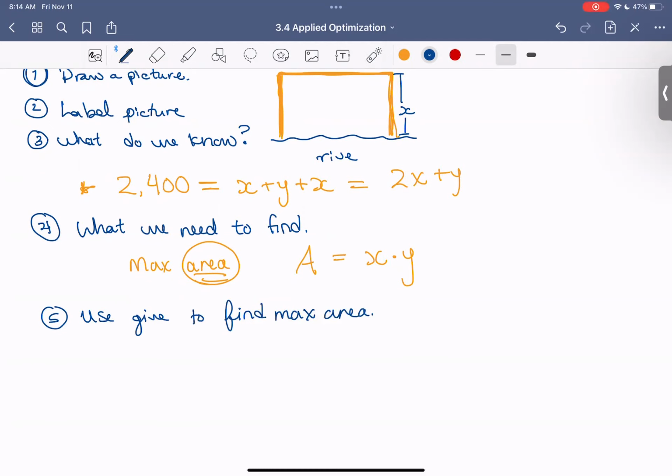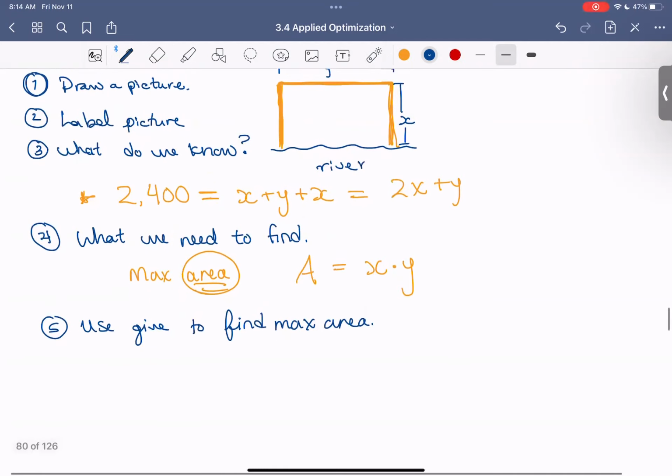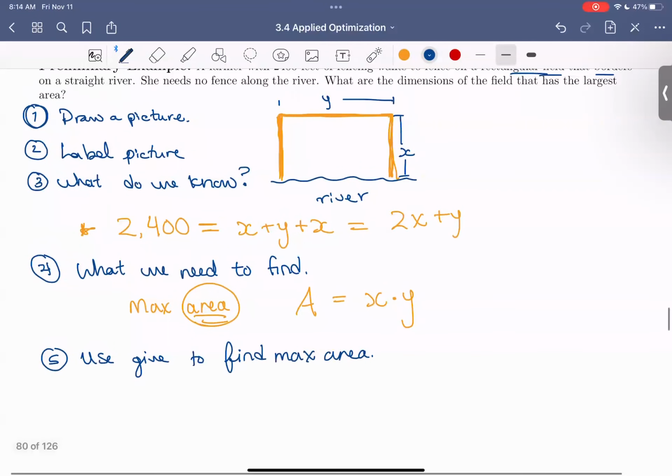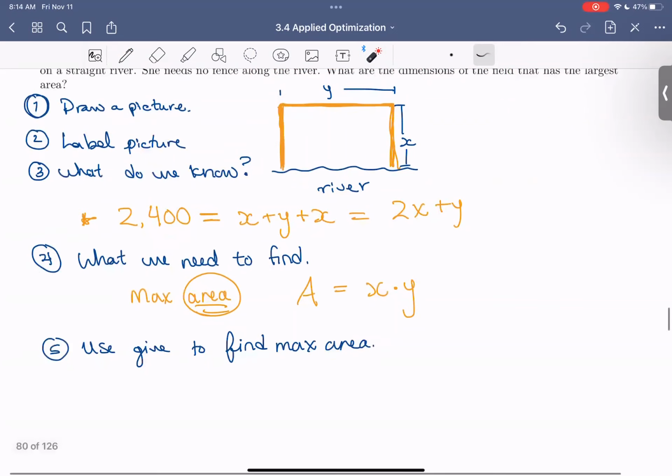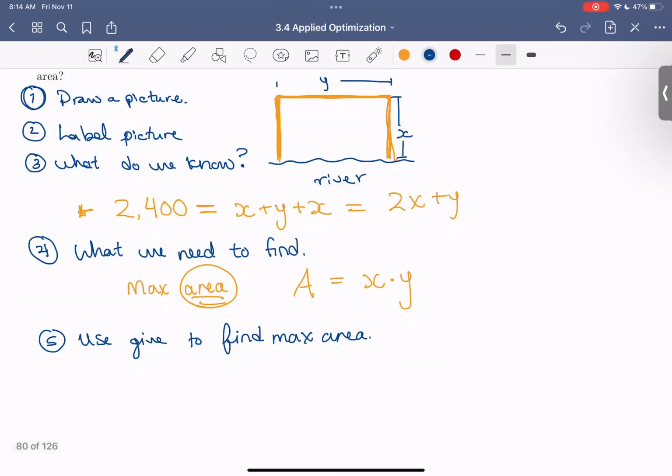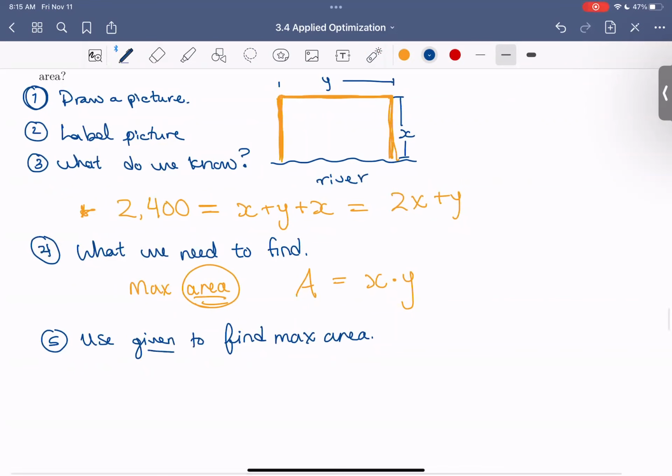So notice that if we were just to maximize the area without this constraint of 2,400 feet, then we could just go as big as we wanted in this fence, right? But we have this constraint here. So we need to use that constraint in our area function. So here's what's given to find area. And maybe instead of given, we could say constraint, because we're constrained to a certain amount of fencing.